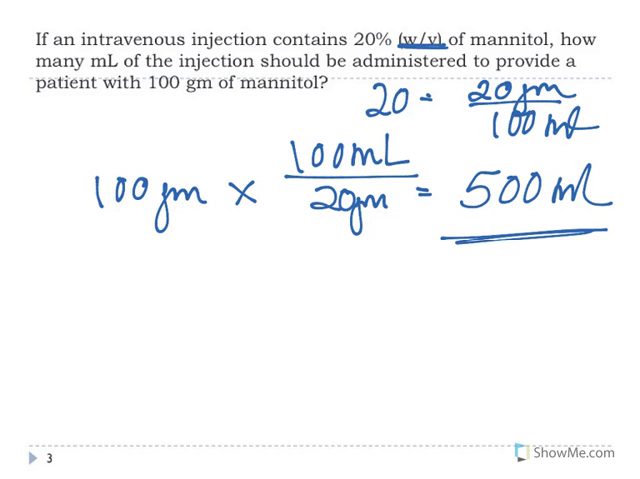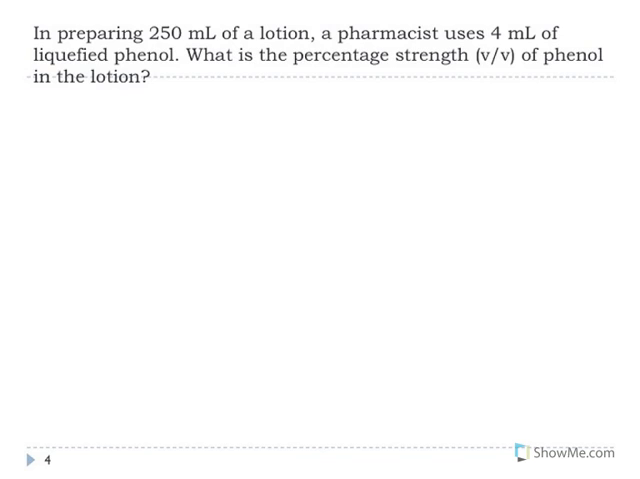But again, this 20%, what it means is 20 grams over 100 milliliters. The reason it's 100 on the bottom is because in percentage strength, the denominator is always 100. The 20 comes from the 20%. And again, the reason for the units is units are always grams or always mils. Let's go ahead and look at another percent strength example.